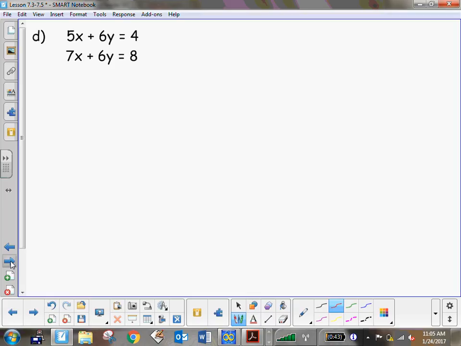The y's, right? Now, what's the problem with the y's? They're both positive, so will they drop out if I add them? This is where we change. As long as you multiply every term in that equation by the same value, you're not changing the problem, you're changing the way it looks.